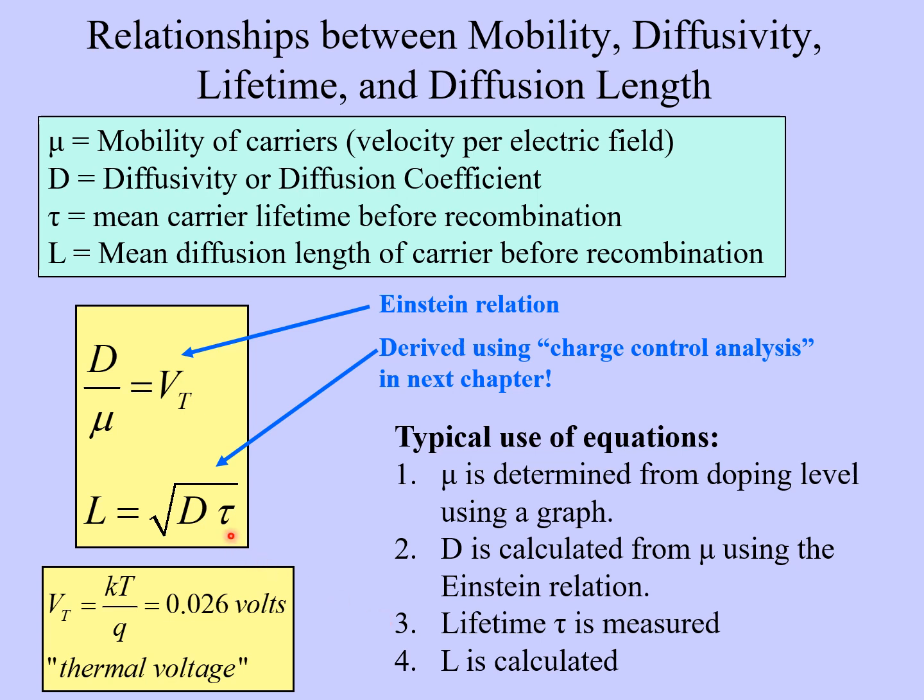Once we know the lifetime, tau, and the diffusivity D, we can just take the square root of the product, and that gives us the diffusion length L.